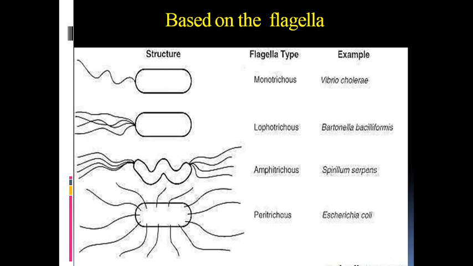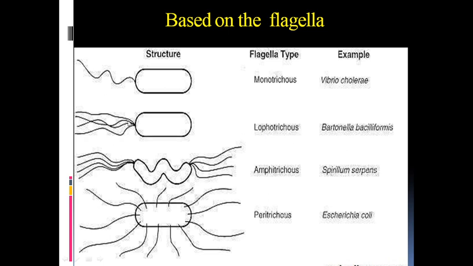Next, based on the flagella. Based on the presence of the flagella, the bacteria are divided into, see, the trichous types. Trichous is nothing but flagella. So, monotrichous. Mono means what? Single. So, only one flagella is there. You can observe in this picture, this is one of the bacteria cells where only one flagella is there. That is called monotrichous. Example, Vibrio cholerae.